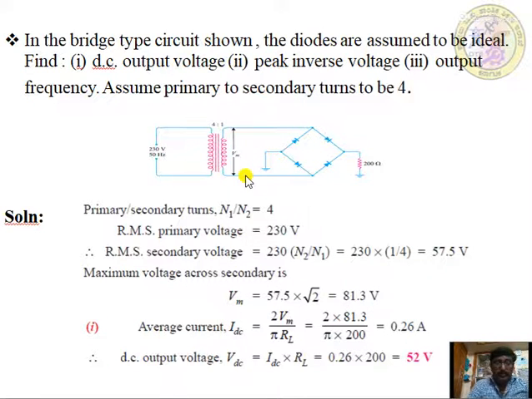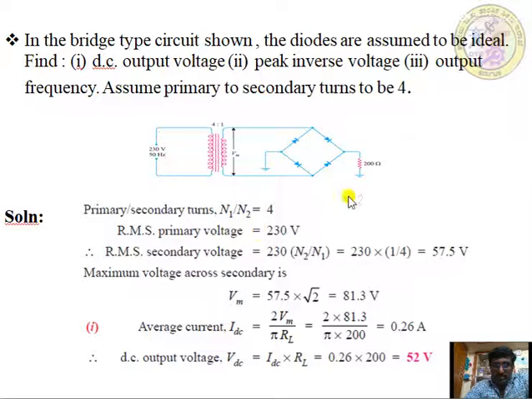The next problem: in the bridge type circuit shown, the diodes are assumed to be ideal. Find the DC output voltage, peak inverse voltage and output frequency. Assume the primary to secondary turns ratio to be 4. The given values are 230 volts, 50 hertz, the load resistor RL is equal to 12, and the turns ratio is given as 4:1. So N1 by N2 is equal to 4.